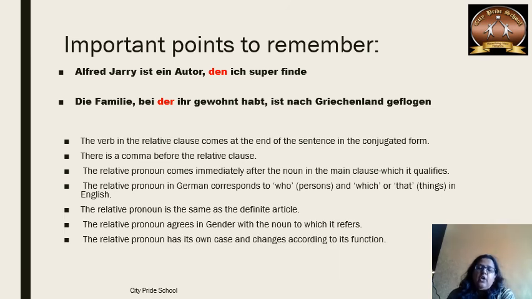The relative pronoun has its own case and changes according to its function. That's why here in the first sentence, Alfred Jerry is an author. Author is in the nominative case here in the first sentence because it always takes nominative. But in the second sentence, it is accusative now. So it is important that you check the case of that relative pronoun according to the relative clause. Don't try to find out the case as per the main clause. You have to find the case of the relative pronoun as per the relative clause.